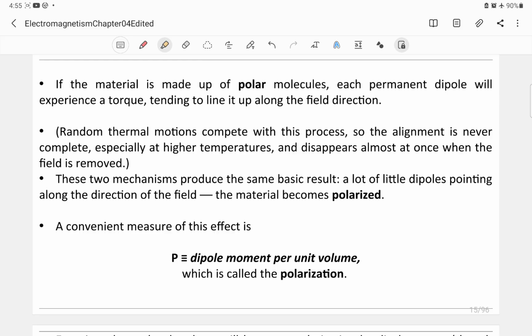So anyway, for both the polar and non-polar molecules, the external electric field would make the material polarized. A convenient measure of this effect is called polarization, which is just the dipole moment per unit volume.